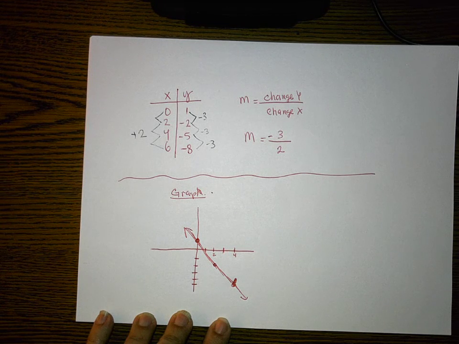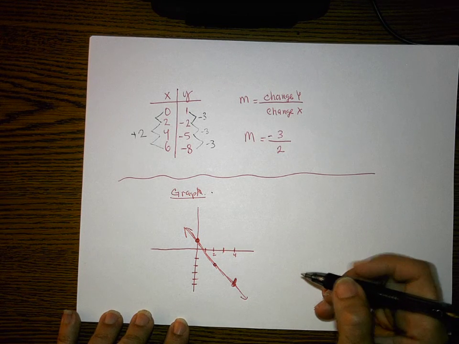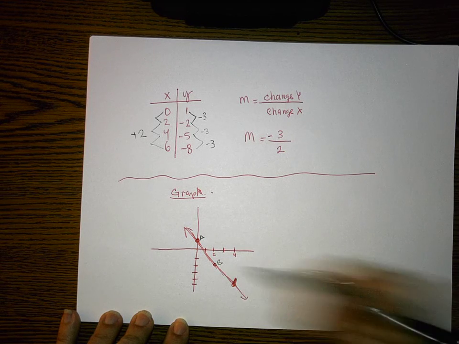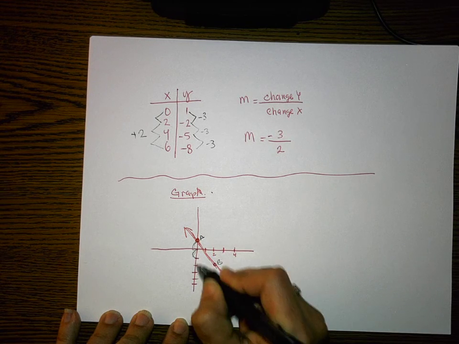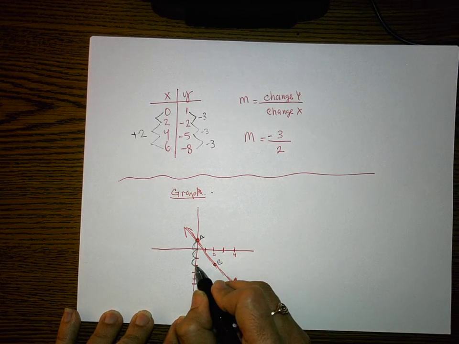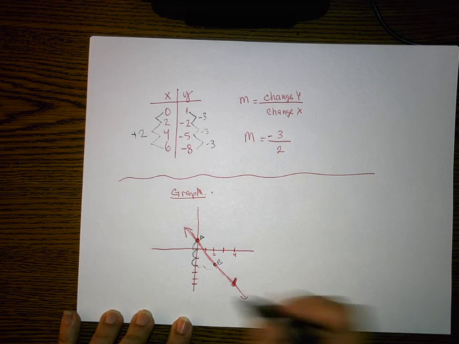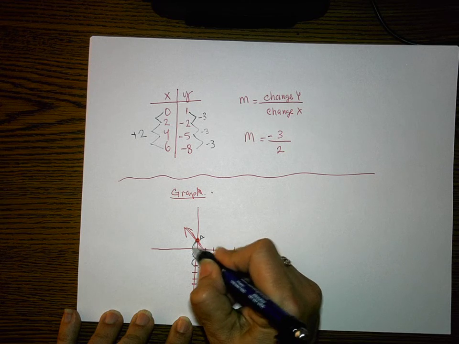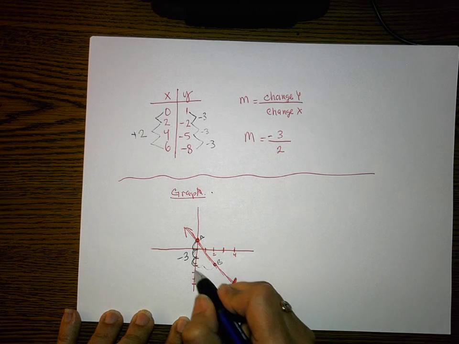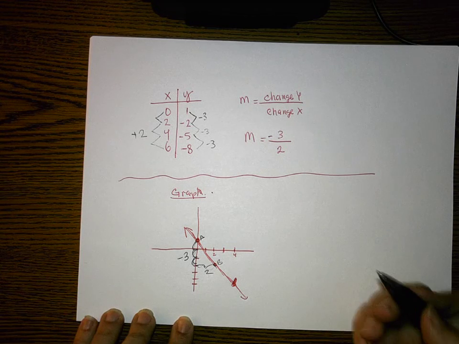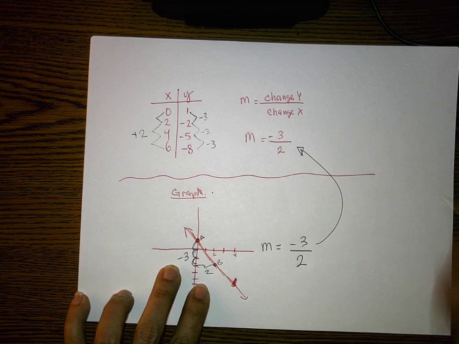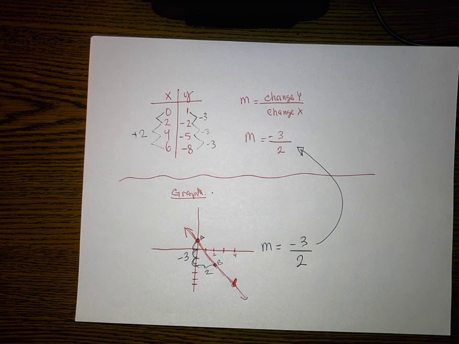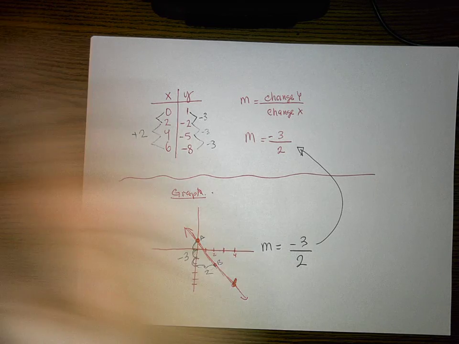So, either you get up and then run, or you drop and roll, right? In this case, if I want to go from point A to point B, I'm going to have to drop 1, 2, 3, drop 3, and then run 1, 2. So I dropped 3, and I ran 2. That's why our slope is drop 3, run 2, exactly what we got from the table. Does that make sense? So you either rise and run, or drop and roll.